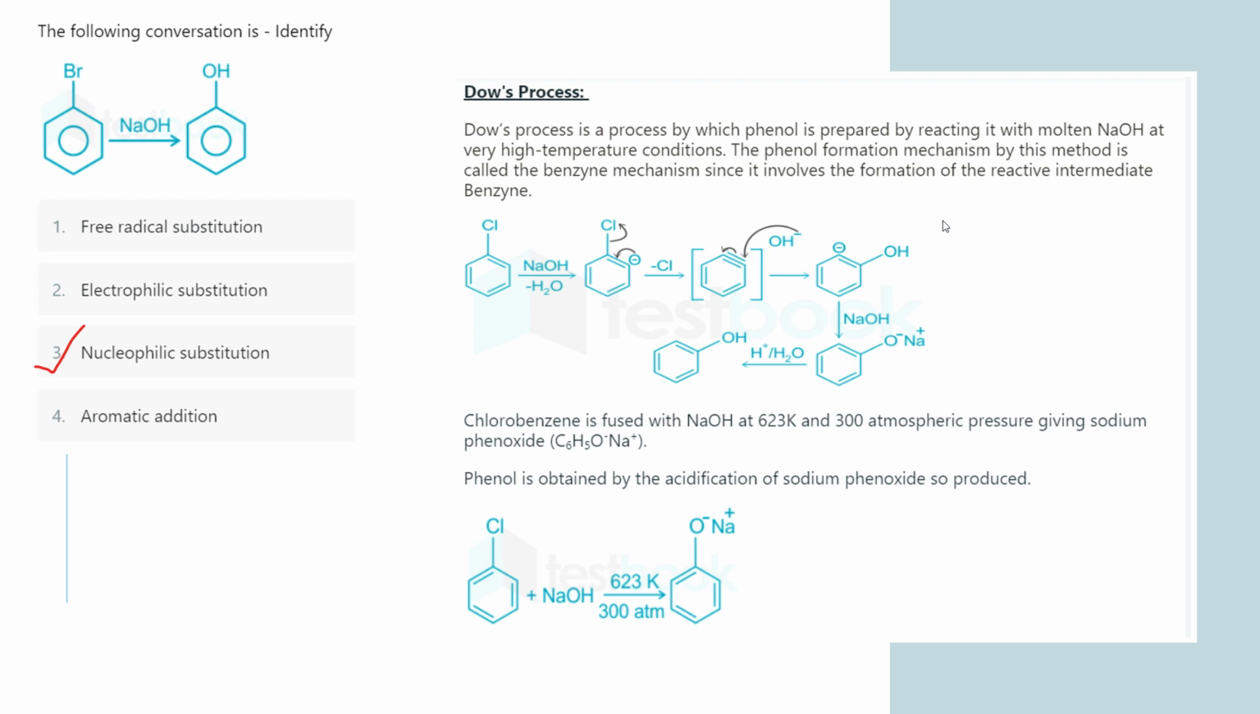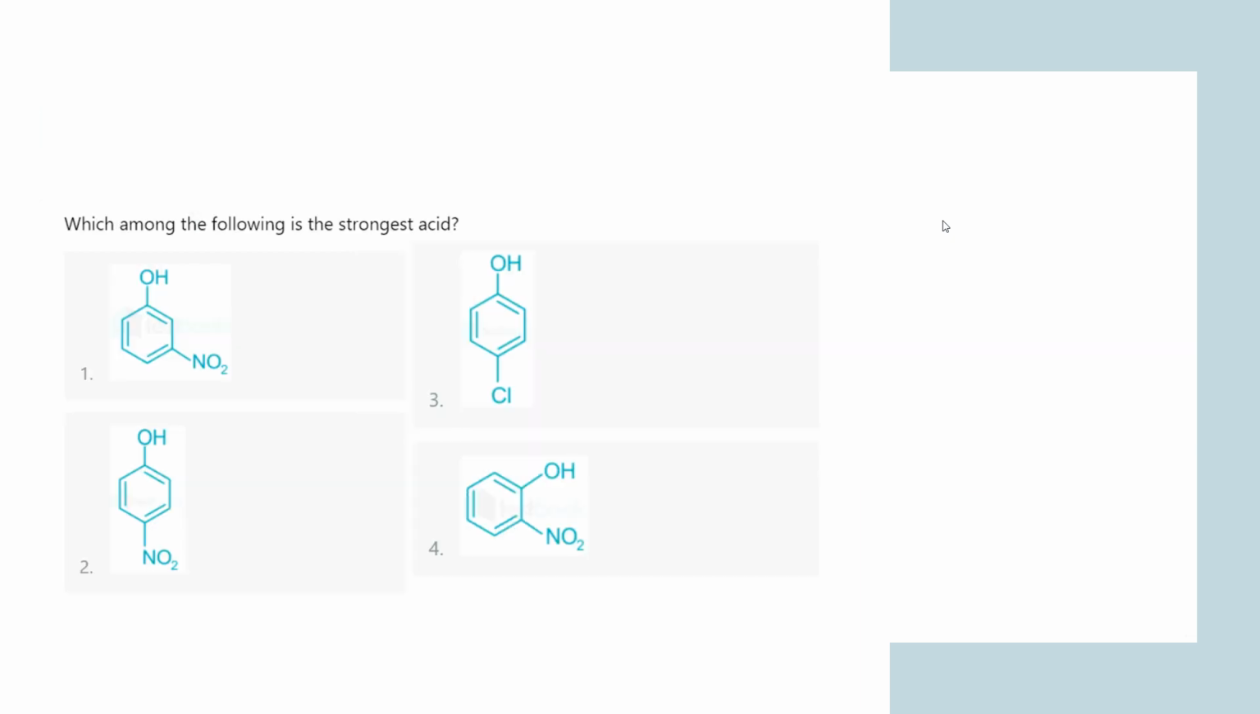So option 3 will be the correct answer. We are substituting the halogen atom by the nucleophile hydroxide. So option 3 will be the correct answer. And remember this process, Dow's process, which is widely used for synthesis of phenol. Then let us move to the next question.